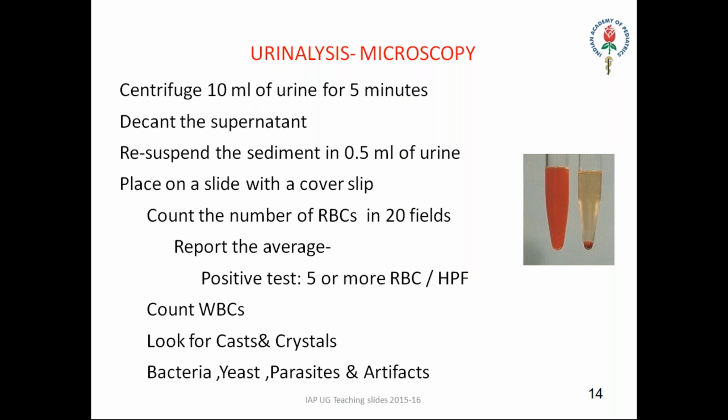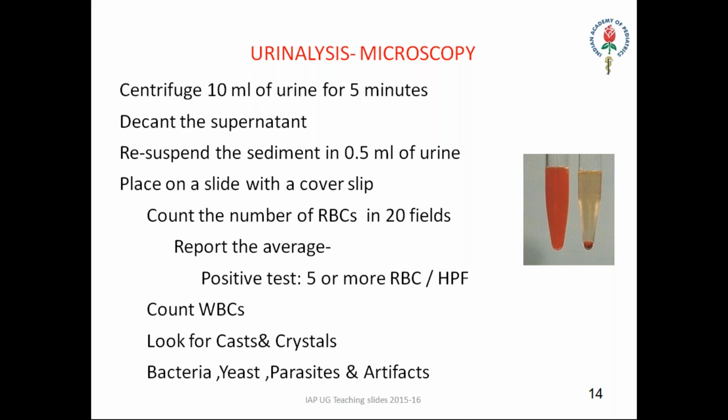So coming to the hematuria part, just to tell about the urine analysis microscopy, we take 10 ml of urine and centrifuge for 5 minutes. So you can get the supernatant fluid and resuspend the sediment part in 0.5 ml of urine. Place it on a slide with a cover slip and count the number of RBCs in 20 fields. So you have to at least count for 20 fields and report the average.